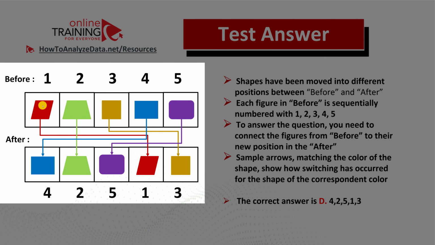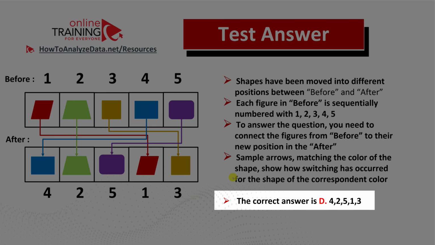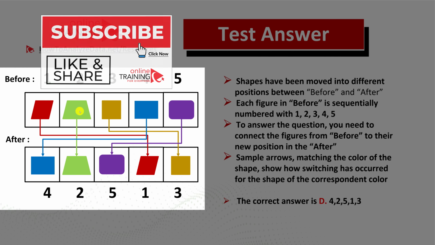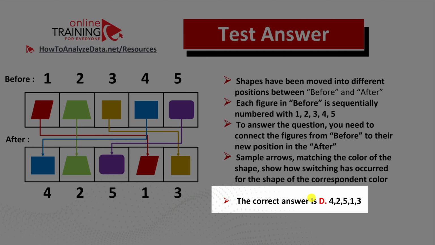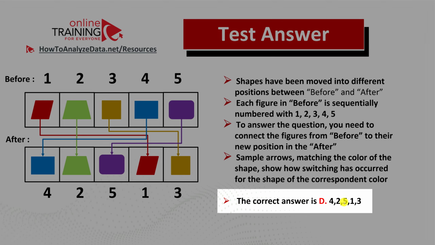To get to the correct answer, you need to take one shape at a time and draw a mental line from the before position of the shape into the new after position. For example, if we take a red shape, it was in position 1 before, and if we draw a mental line, it will be in position 4 after. So the first choice here would be choice 4. If we take the second shape, it stayed in place, so it didn't change position and it maintained position 2. If we take the third shape, it moved to position 5. So the first 3 choices would be 4, 2, 5.